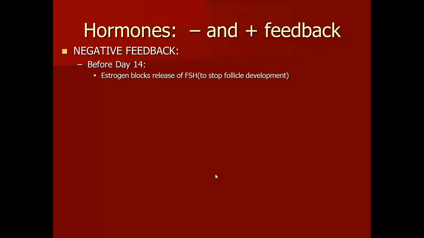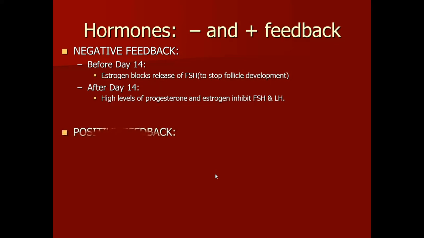So high levels of estrogen block the release of FSH, stopping follicle development. That is negative feedback. After day 14, high levels of progesterone and estrogen inhibit the production of LH and FSH, because you don't want another follicle being produced during possible pregnancy.